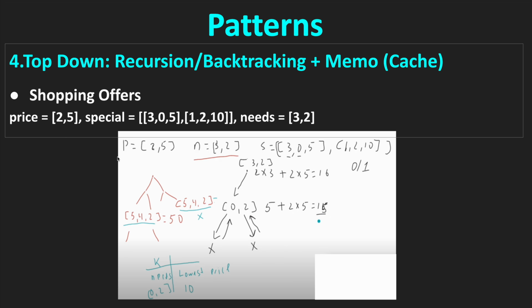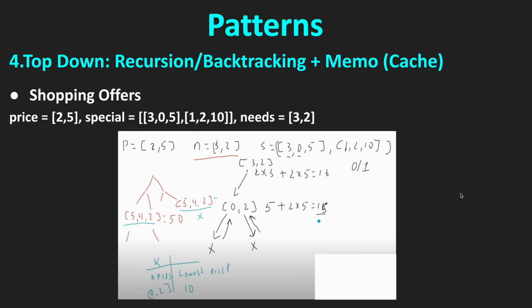That's our purchase, and we also have specials. What does that mean? Let's say that 3 of the first item and 0 of the second item is for price 5, right? And 1 of the first item and 2 of the second is for price 10. So what we need to do is find the least amount of money to buy everything that we need, right?